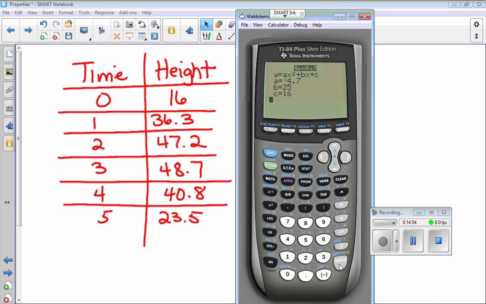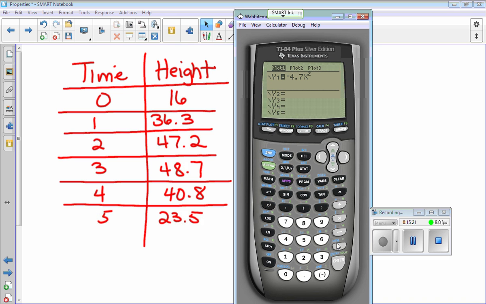So negative 4.7x squared. Go ahead and type it in to the y equals. Go to y equals and type it in. You want it to graph right on top of those points. So how did you get the equation? Stat calc. That's what I did, then go down to quad reg. This is the quadratic regression. So negative 4.7x squared plus 25x plus 16. I'm just going to type it in.